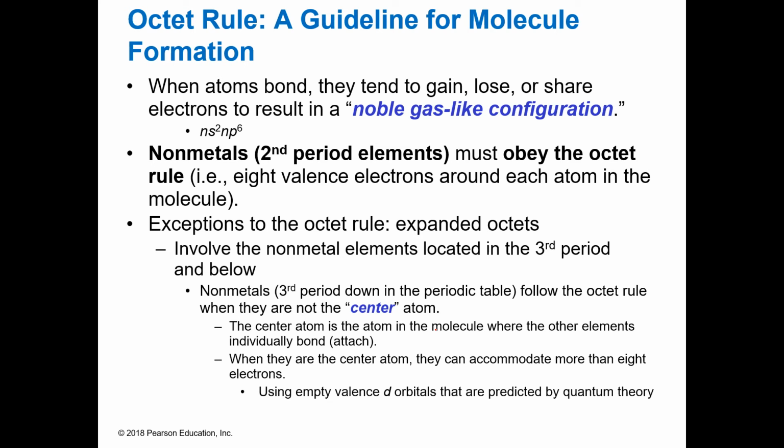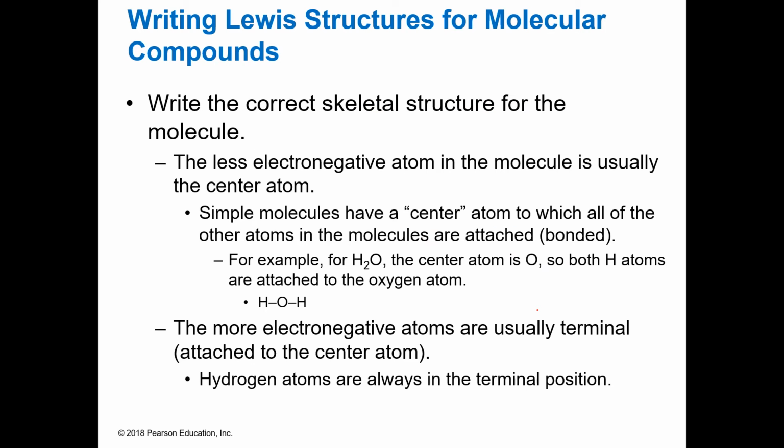There are exceptions to the octet rule, and we will talk about them in more detail later. But the exceptions are sometimes our atoms can have more than 8 electrons around them, and we call that an expanded octet, so more than 8. This is only available for elements that are in the 3rd period or higher. The reason being is because they have the D subshell. And again, we'll go into that a little bit more later on.